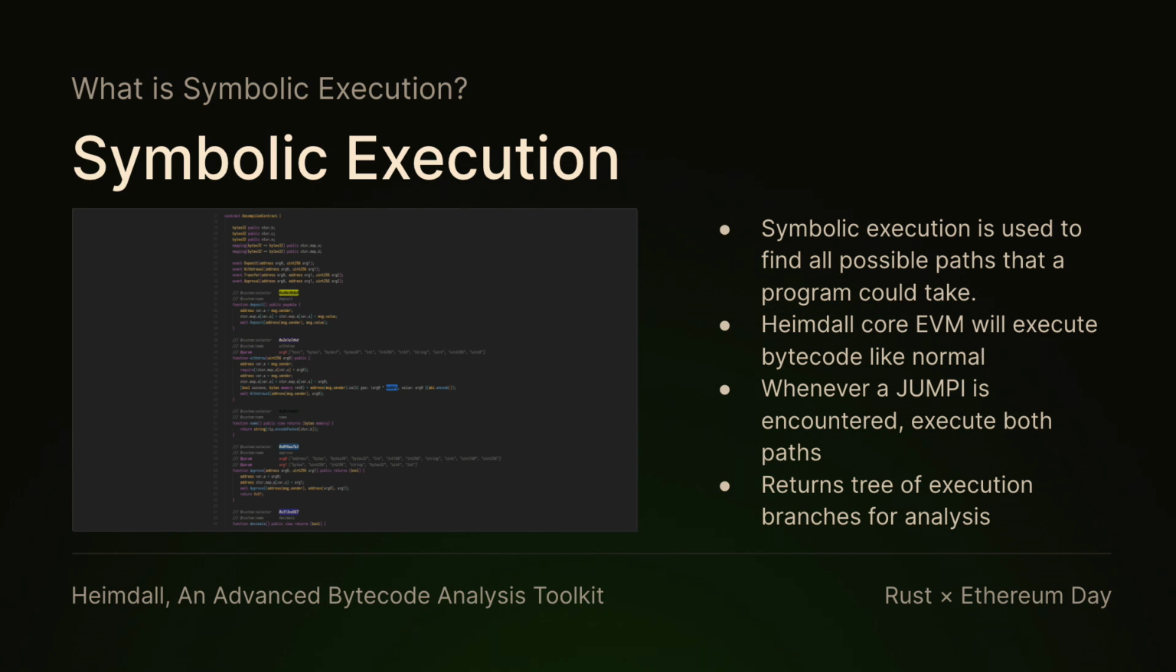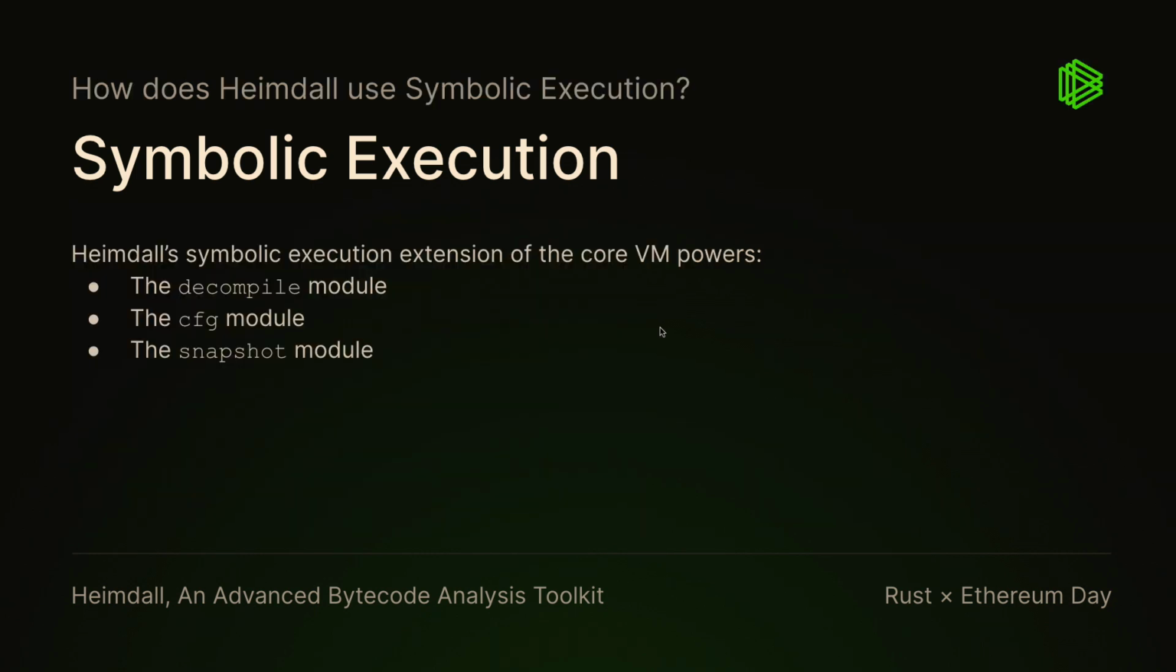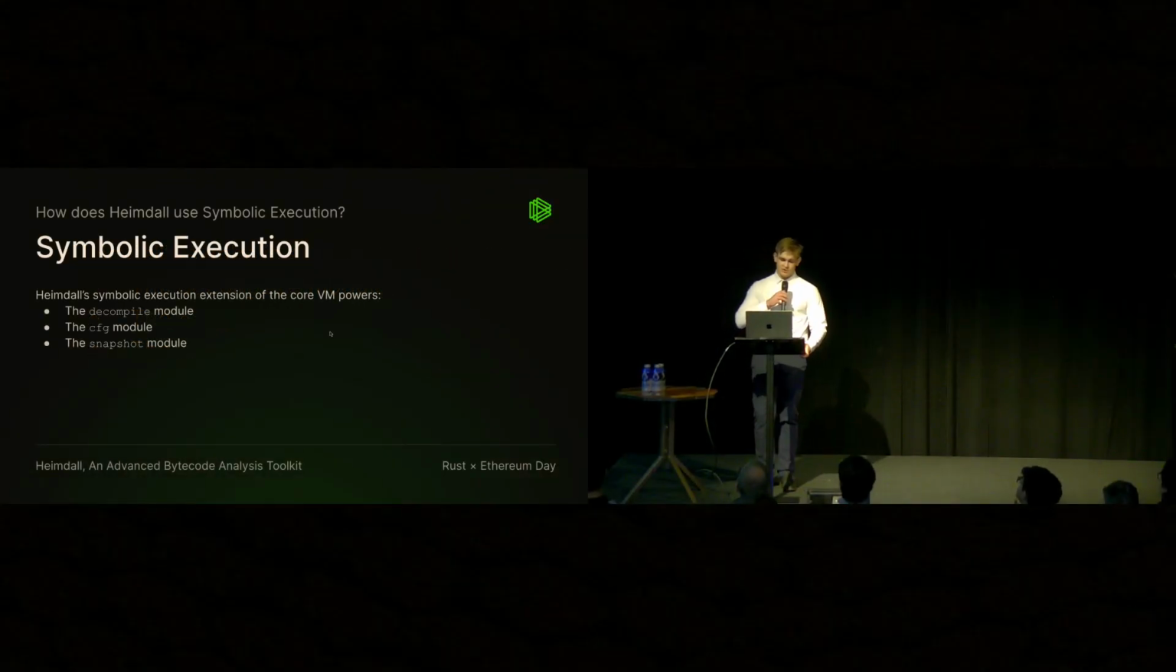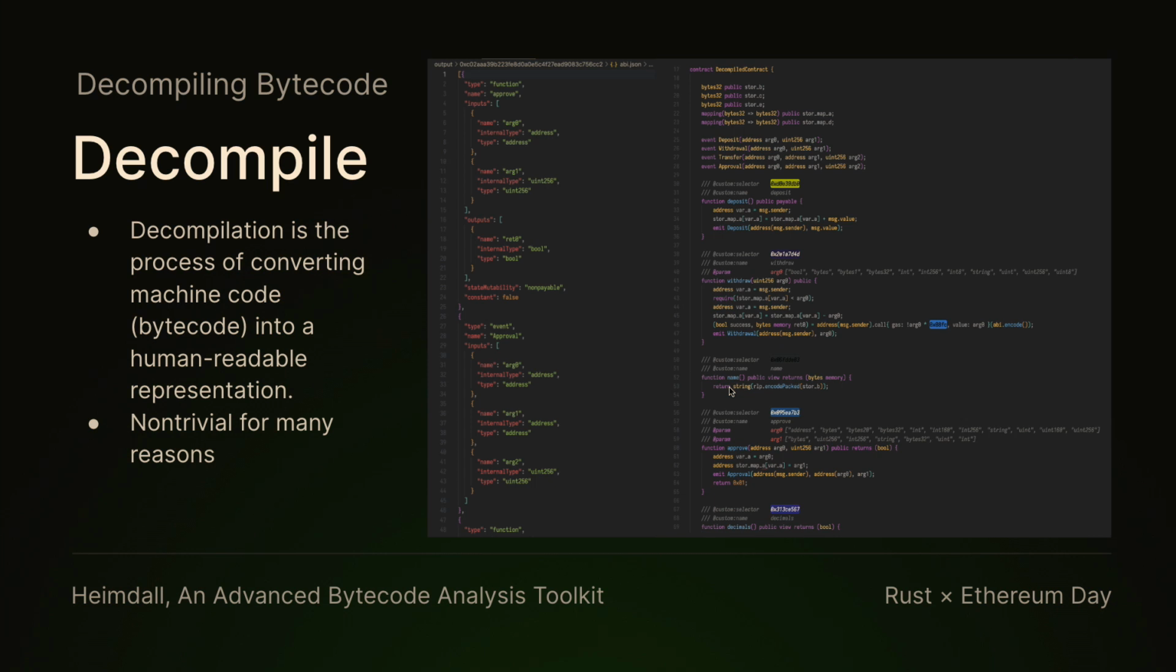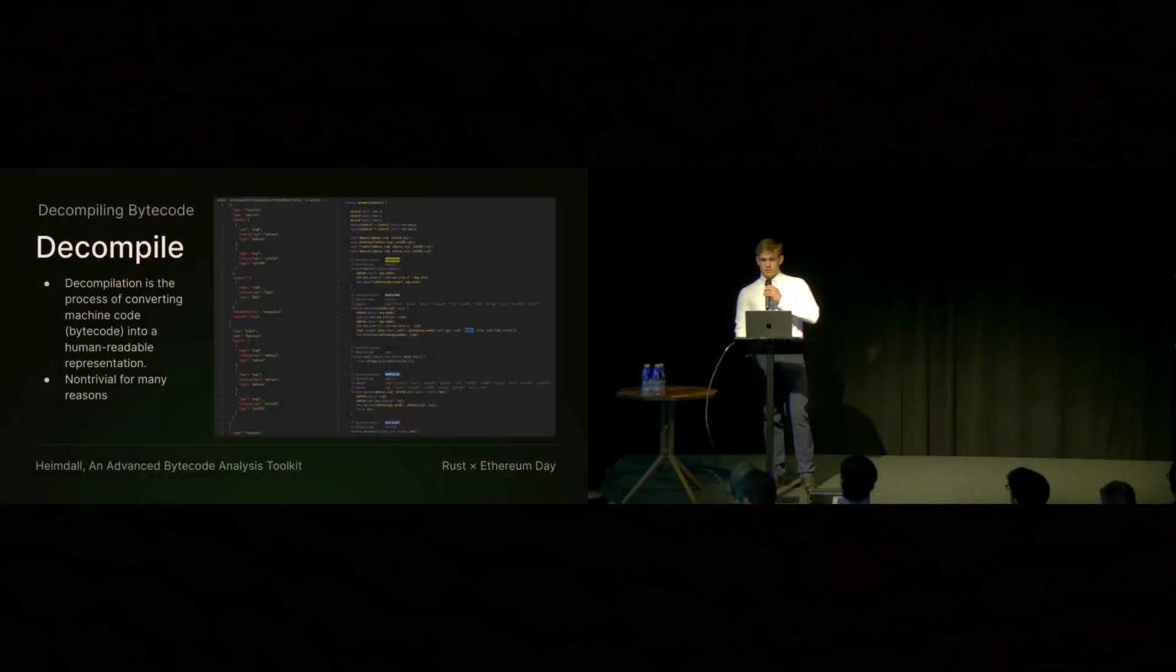Yeah. So now let's talk about what this powers. This symbolic execution powers the decompile module, the CFG module, and the snapshot module. Let's talk about the decompile module. Decompilation is the process of converting machine code or bytecode into a readable format like Solidity. And we're able to do this from symbolic execution, like I said before. Basically, you run Heimdall, put in a contract address. You don't need it to be verified. And it will execute that contract symbolically and then generate an ABI and some representation of the source. It's very useful for pen testing or finding out what a contract does if it's not verified.